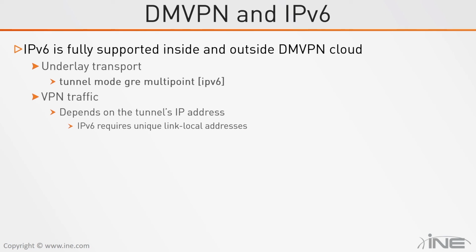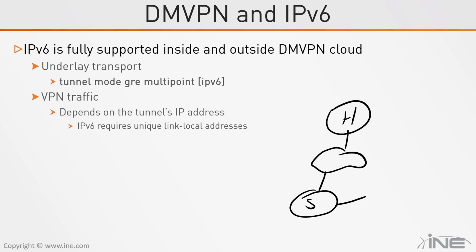And just to quickly visualize this concept, if we were to take a look at a simple DMVPN setup with a hub and a spoke, assuming that our spoke is connected to a version 6 subnet, this device is also configured with a tunnel interface. Well, obviously, assuming that you want to protect this version 6 subnet, the type of the address configured on the GRE interface would also be version 6.